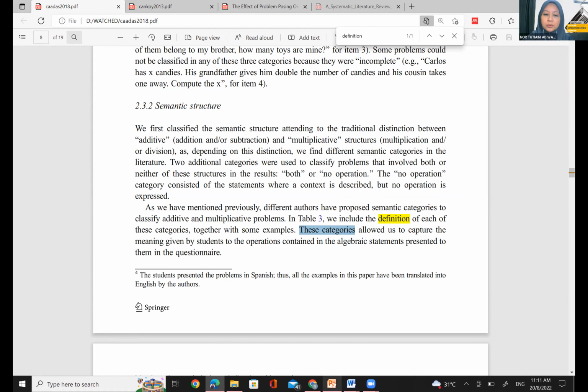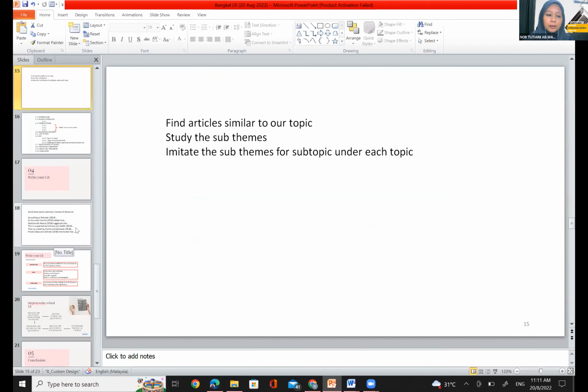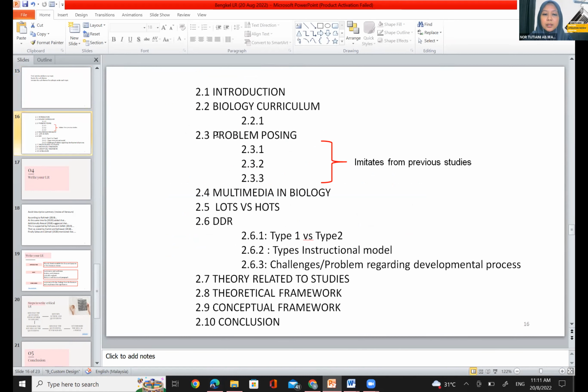Okay, so let's go to the structure. Ada problem posing tadi kan? 2.3. So kita pun masukkan based on the themes ataupun based on the keywords yang kita dapat daripada artikel, so kita pun letak kat sini.